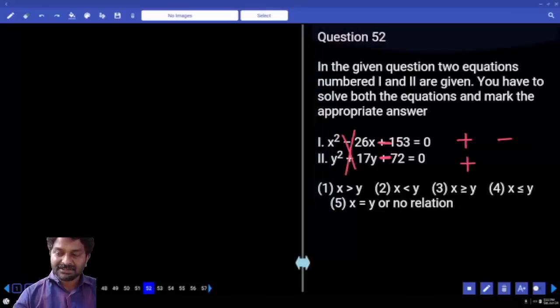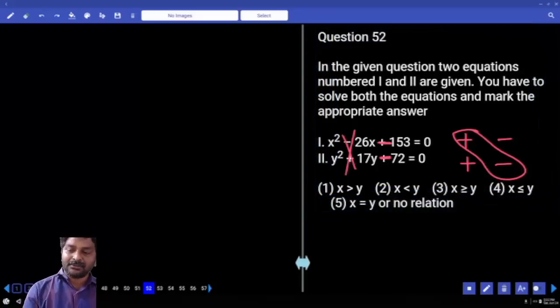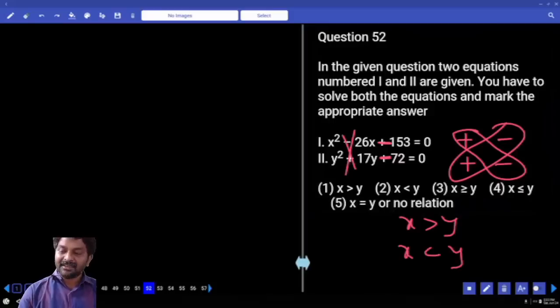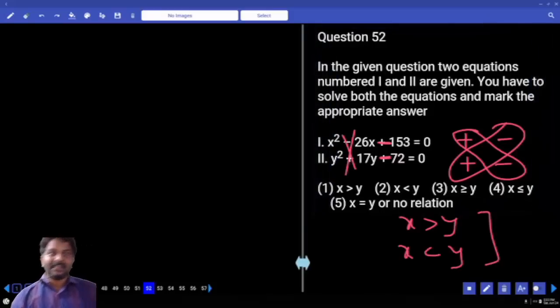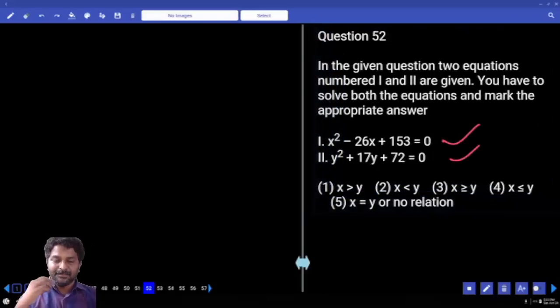Even for the y equation we get positive and negative. If you take x positive, y negative, x is greater than y. If you take x negative, y positive, x is less than y. So whenever you get both less than and greater than, the relation cannot be established. That is one type, correct? And this is the second type. Our question is the second type.